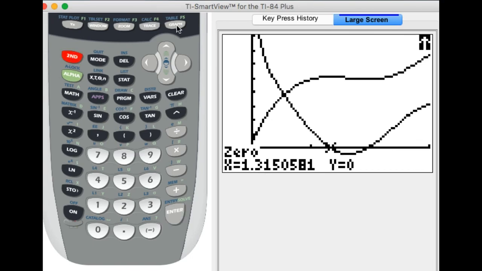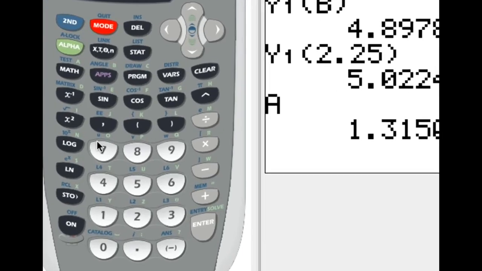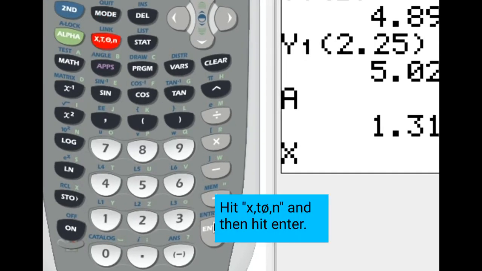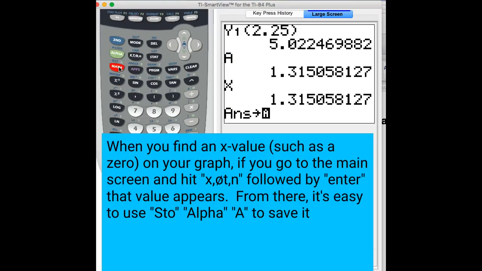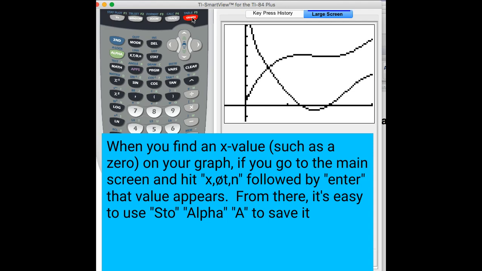Jump out of this screen really quick. And I'm going to hit X. And then I'm going to do store alpha A. So what just happened is I stored the answer that I just got on the graph in alpha A, so I can use it again. Now I'm going to find the other 0, same way.